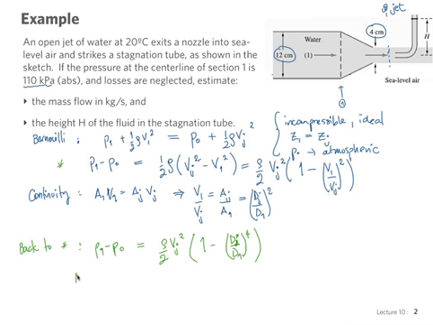P1, 110 kilopascal, atmospheric pressure is 101.3 kilopascal, and that is equal to our rho of the water. We could look at this, say it's 20 degrees Celsius, and so rho of the water, we can look it up, 998 kilograms per cubic meter divided by 2.